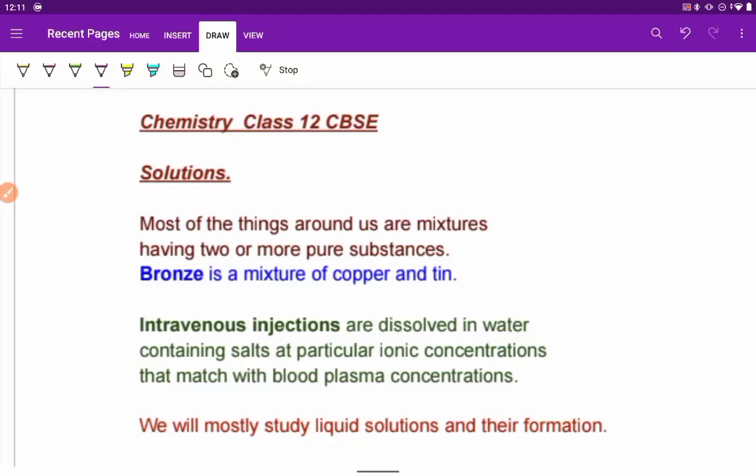Today we will deal with a topic which is related to class 12 of CBSE board. The chapter is solutions.